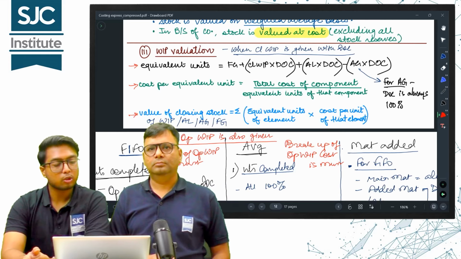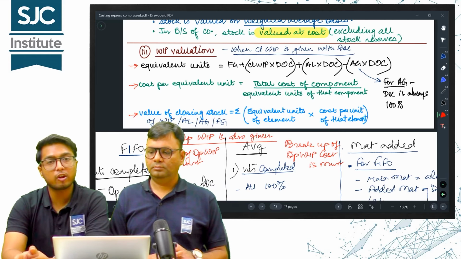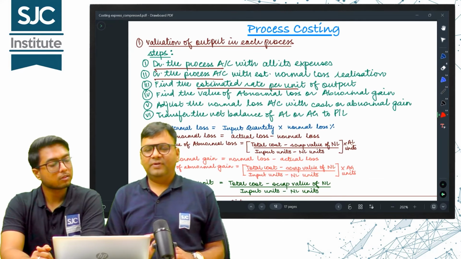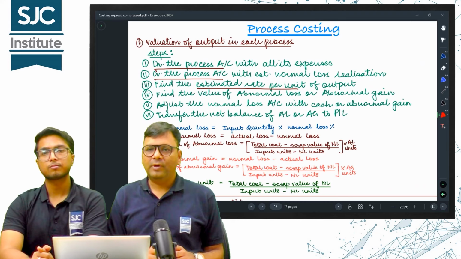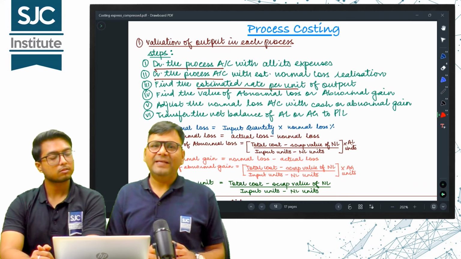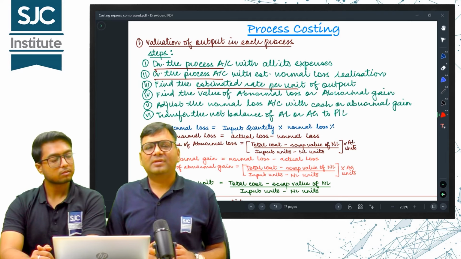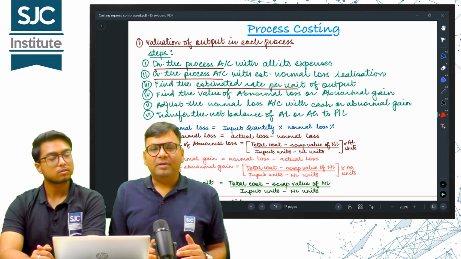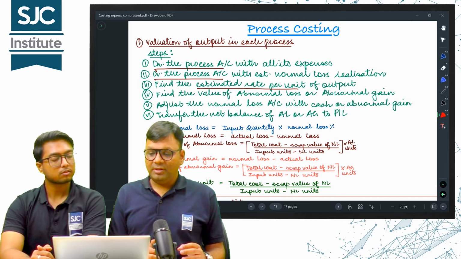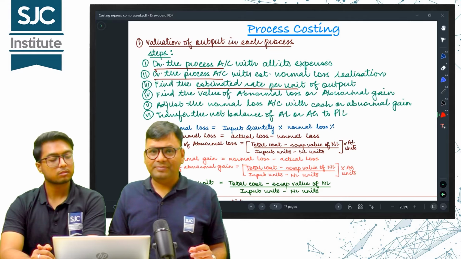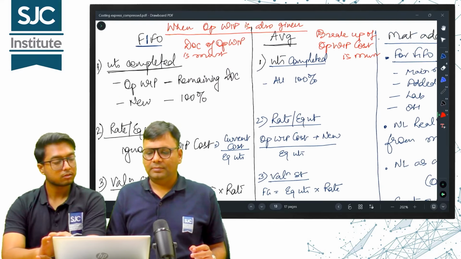WIP valuation. When closing WIP is given along with the degree of completion, in this kind of scenario, what we learned in the first situation when there was no WIP, steps 1 and 2 remain the same. That is, you will always open a process account, debit the process account with all the expenses, and credit the process account with the normal loss at its realizable value. The third step, which was to find out the estimated rate per unit, which we used to do in a small working note, is now changed into 3 steps.